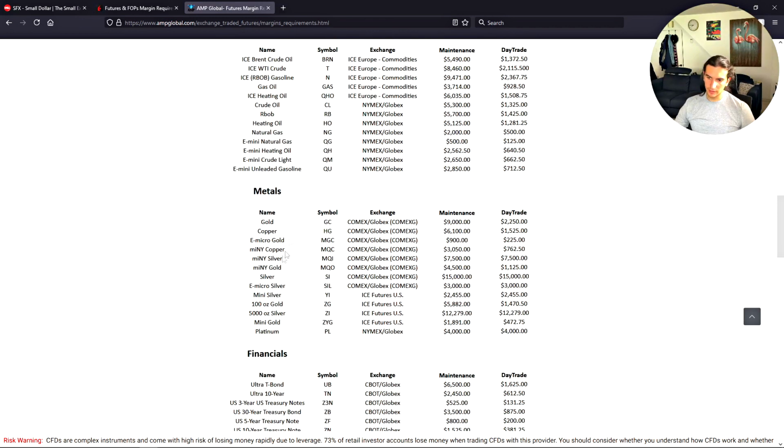All right, when it comes to metals here, we have micro gold and micro silver here on the CME. You can see micro silver, quite a high day trade margin, whereas gold, $225 for the day trade margin on AMP.